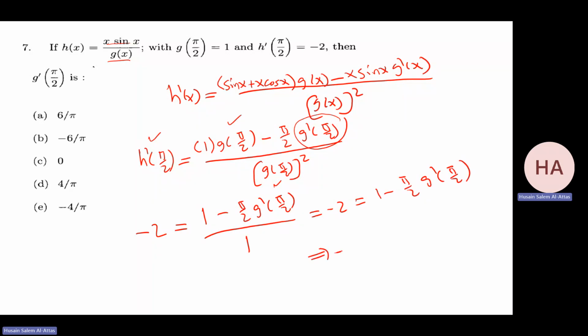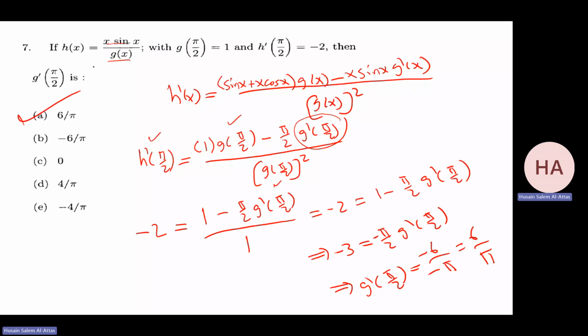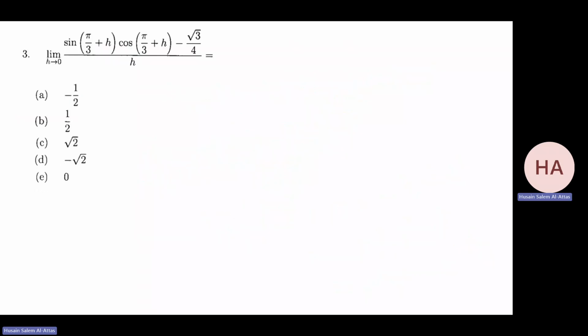So I have minus 3 equals minus pi over 2 g prime at pi over 2. So g prime at pi over 2 will be minus 6 over pi. It's the same idea, nothing different, only he gave us this and he wants this one. Do the same thing. Substitute, and find the one which we are looking for.